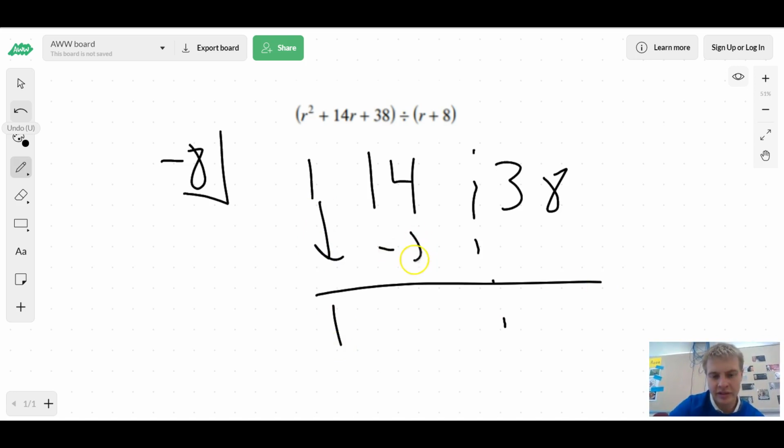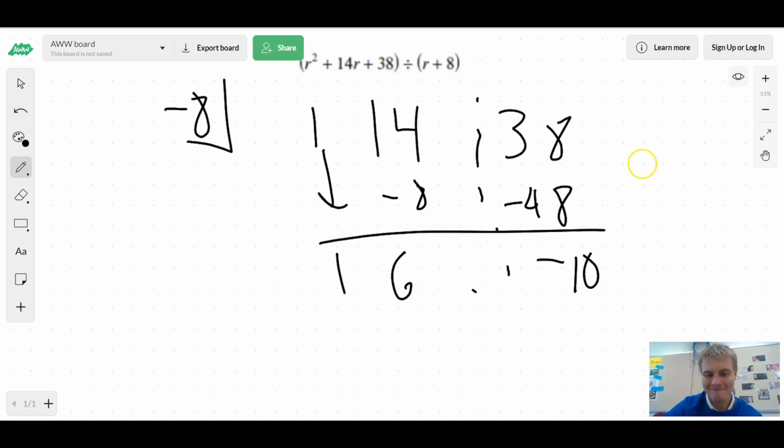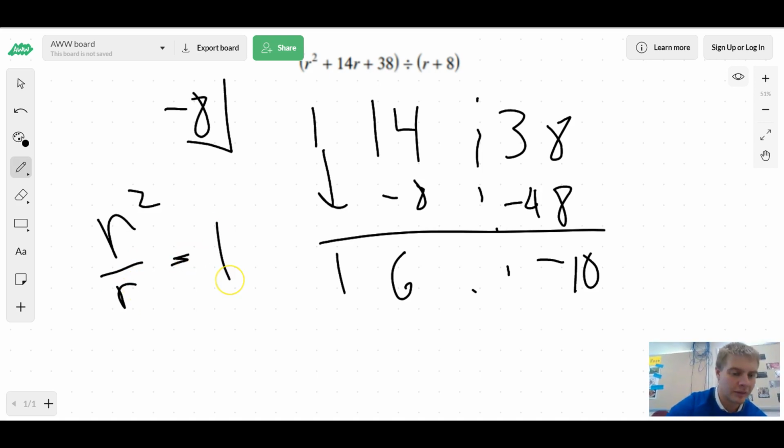8 times 1 is negative 8. 14 plus negative 8 is going to give me 6. And we'll multiply again. That's going to give me negative 48. 38 plus negative 48 is negative 10. Now we have to write what this would be. It's always, when it divides, it's always 1 degree lower because you are dividing by that 1. So it kind of reduces it. If you think about what r squared divided by r would be, that'd be 1r. So it's like reducing that root by 1.